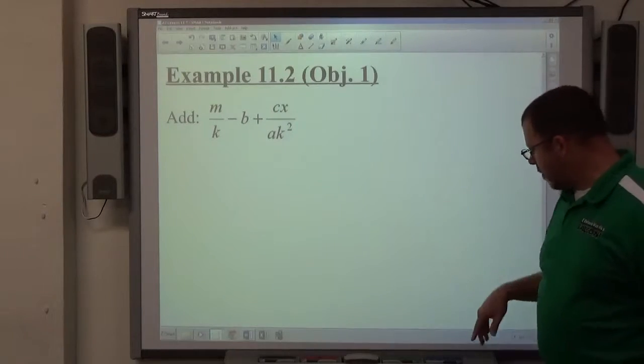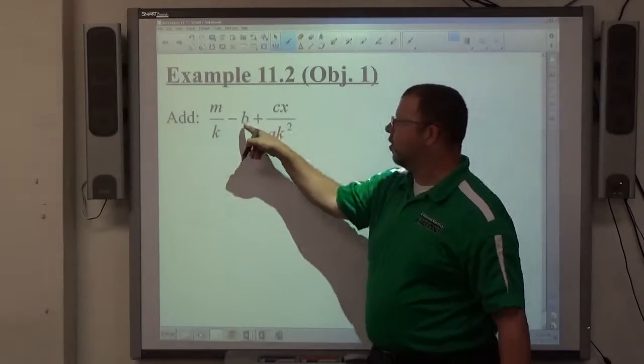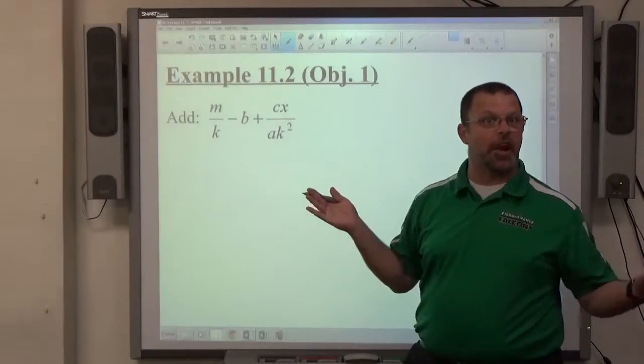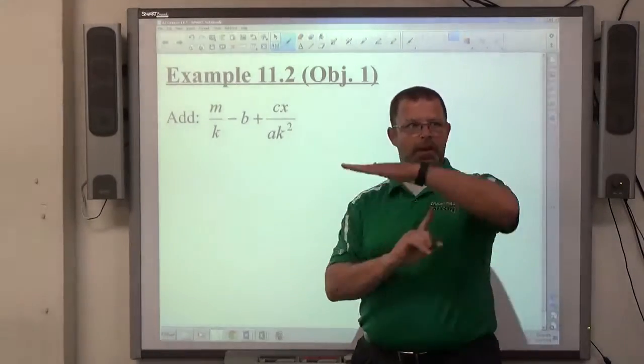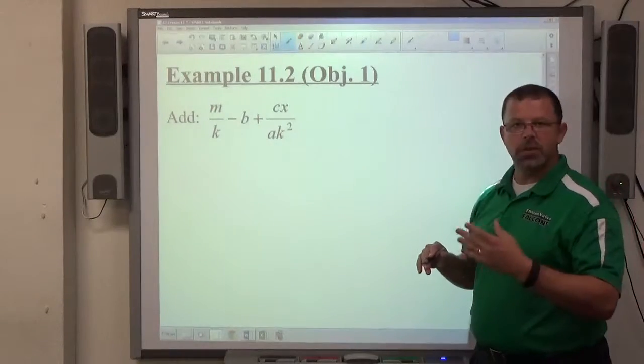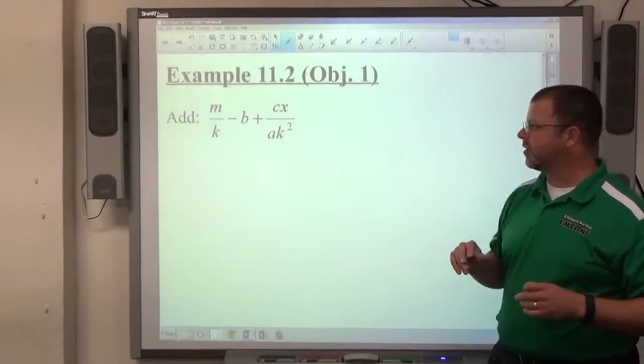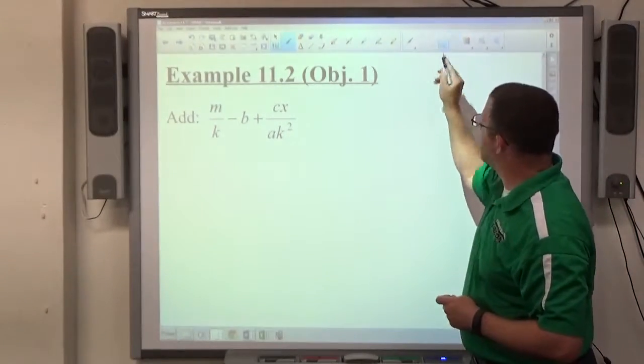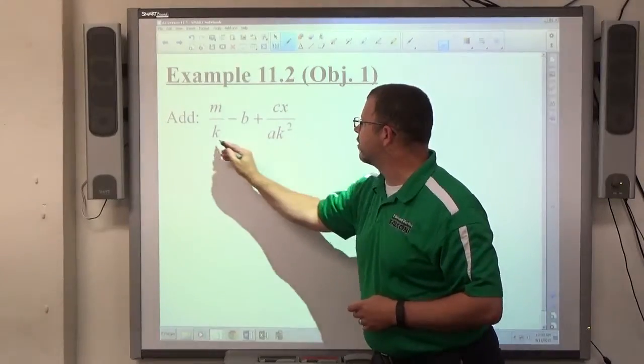Example 2, same kind of problem. The only difference here, this b is a whole number structure, so it's not a fraction. So its denominator is 1, which has no power over least common denominators. Okay, we still have to make a denominator for it, but it doesn't affect anything. So the denominators here are k and ak squared. So let's start with k.